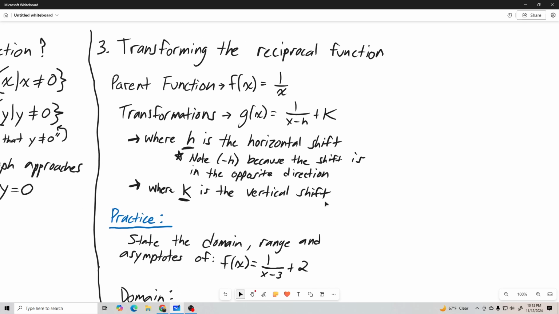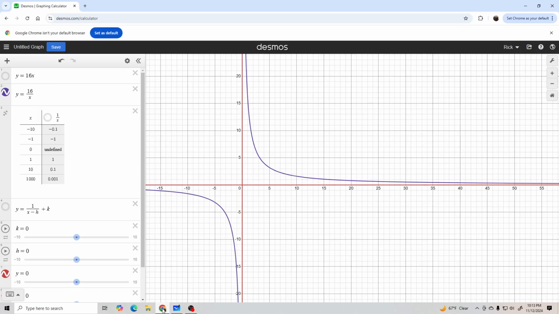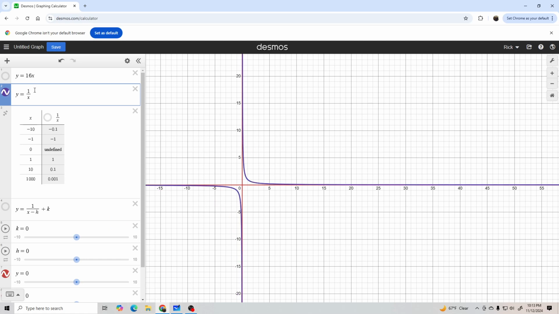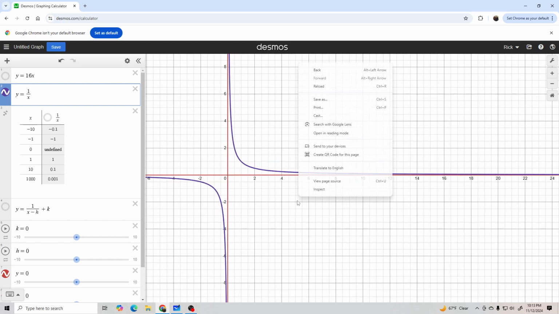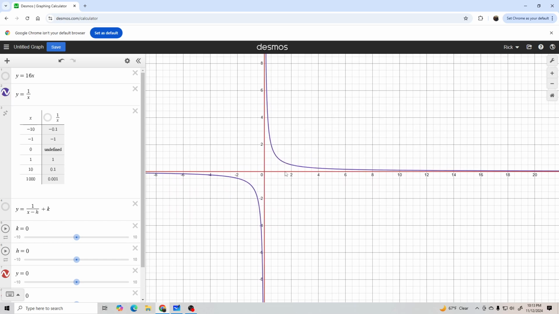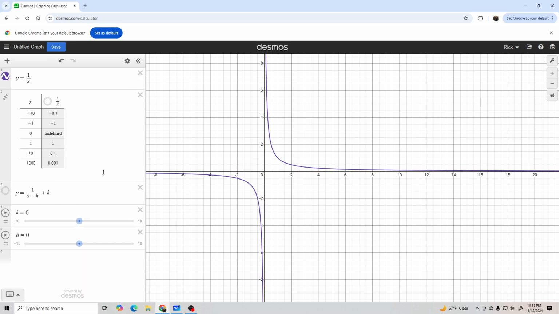So let's talk about transforming our reciprocal function. First of all, we have the parent function, which we just said was f of x equals 1 over x, which if we look at here, right, if I just change this 16 real quick to a 1, this is more of what the parent function looks like, right? You'll notice that the only difference between 1 and 16 is that the 16 kind of makes it a little bit wider. Okay, let's get rid of some of these extra scrap functions here. All right.